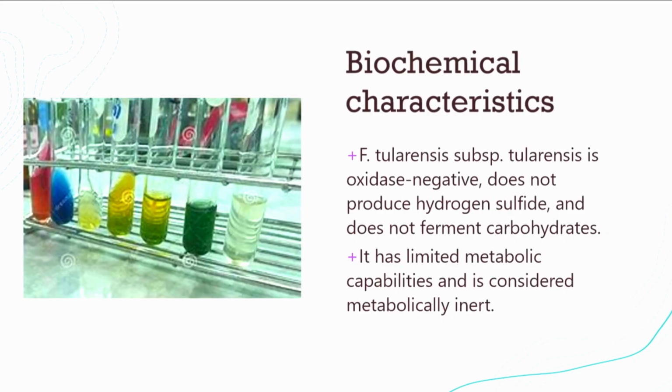F. Tularensis subsp. Tularensis is an oxidase-negative, non-hydrogen sulfide-producing, and non-fermentation bacterium. Its metabolic capabilities are very limited, making it metabolically inert. As such, it is a very difficult bacterium to research and understand. However, its biochemical characteristics have been studied extensively, and we are now able to better understand this organism and its impact.